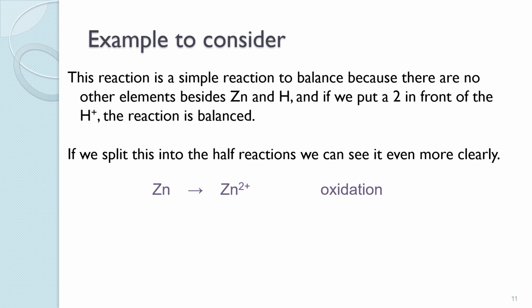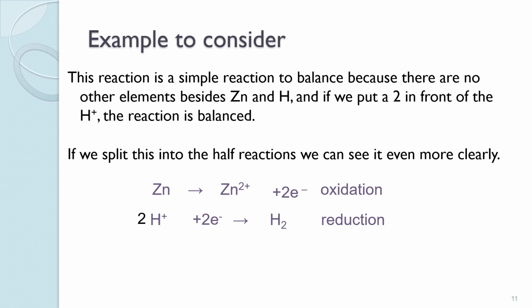So the zinc is going to zinc ion. We know that's oxidation. What does that mean? It means it's losing 2 electrons, so 2 electrons are products. If we look at our hydrogen reaction, H+ going to H2, that is reduction. That's not balanced yet, so if we put a 2 in front of the hydrogen, that's balanced. Now to balance the charges, each hydrogen is gaining 1 electron, which means we need a total of 2 electrons to balance this equation.